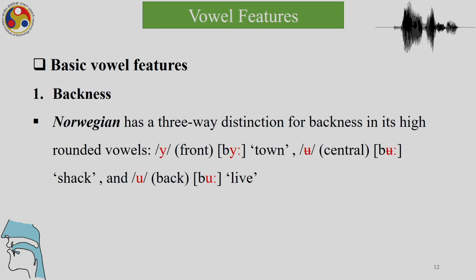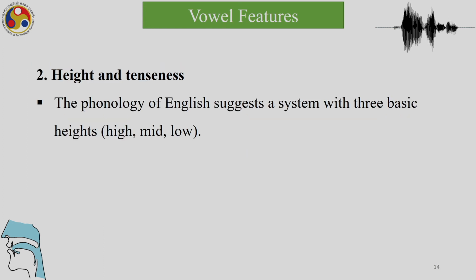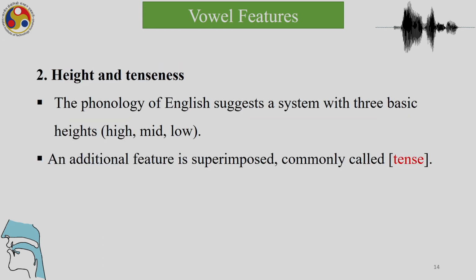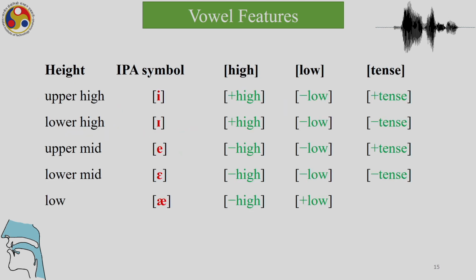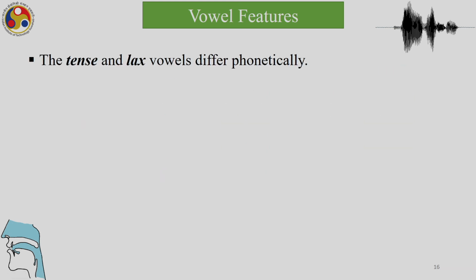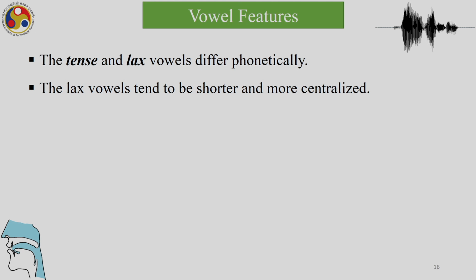Also, we looked a bit at vowel features like backness and height and tenseness. So, these are all vowel features, and also we looked at all the different combinations of features which lead to the different vowels that we have. We have seen in all the previous lectures in articulatory phonology also. And the tense and lax vowels differ phonetically.